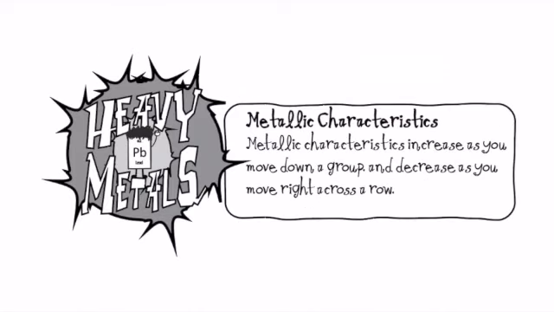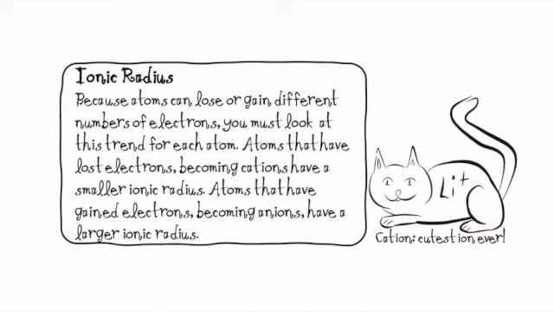Metallic characteristics. Metallic characteristics increase as you move down a group and decrease as you move right across a row. Ionic radius. Because atoms can lose or gain different numbers of electrons, you must look at this trend for each atom. Atoms that have lost electrons, becoming cations, have a smaller ionic radius. Atoms that have gained electrons, becoming anions, have a larger ionic radius.